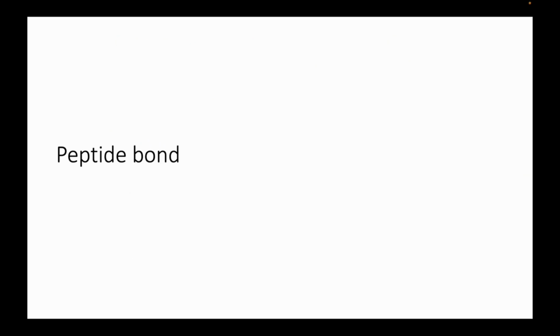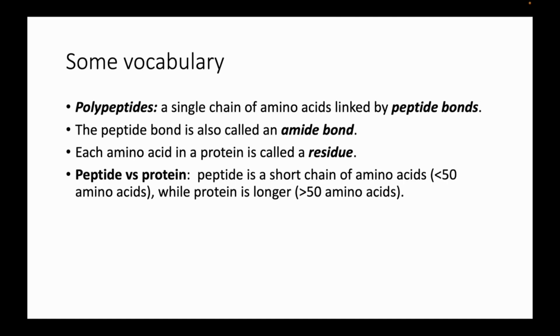Now that we've covered some basic background on amino acids, let's start connecting them together with the peptide bond. We're going to start with some basic vocabulary, so when these words come up, you know what they mean. A polypeptide is a single chain of amino acids that are linked by peptide bonds. The peptide bond is the bond between the amino acids. The peptide bond is also called an amide bond, so if you see that, it means the same thing.